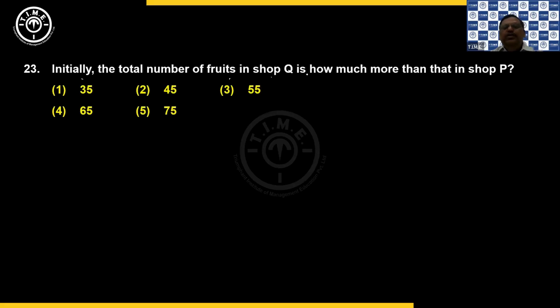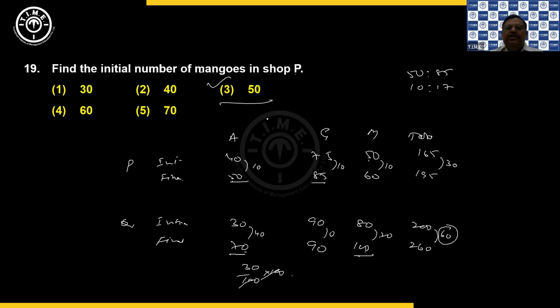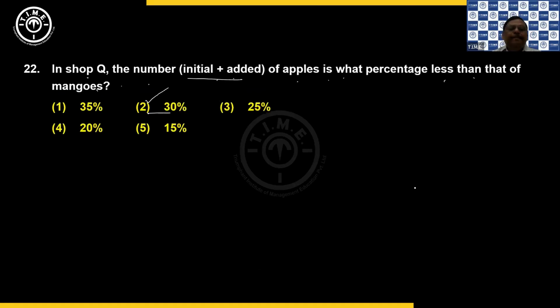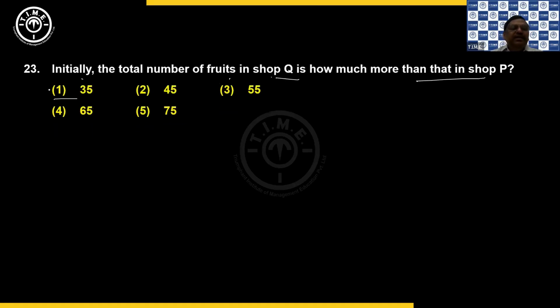Initially, the total number of fruits in shop Q is how much more than shop P? Initially, total number of fruits. If you see, initially total in P is 165 and shop Q is 200. So the difference, friends, is 35 more. It is 35. Next.